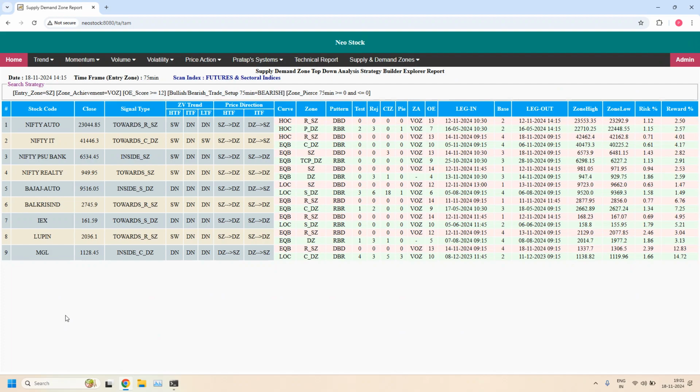Currently these 9 stocks are supporting bearish trade setup for weekly income trade. That is entry time frame, 75 minute supply zones. In these 9 75 minute supply zones, there could be some high probability setup supported zones available. Let's find them.